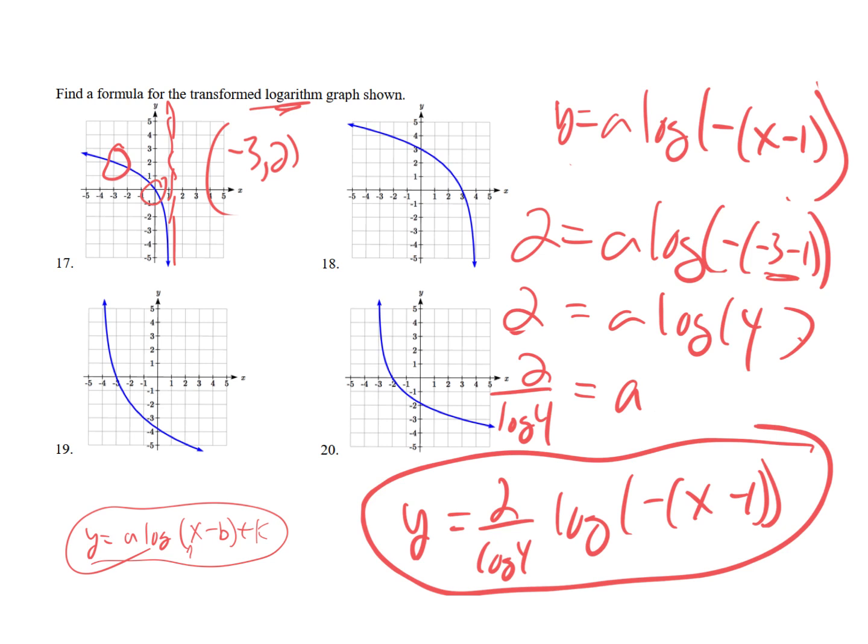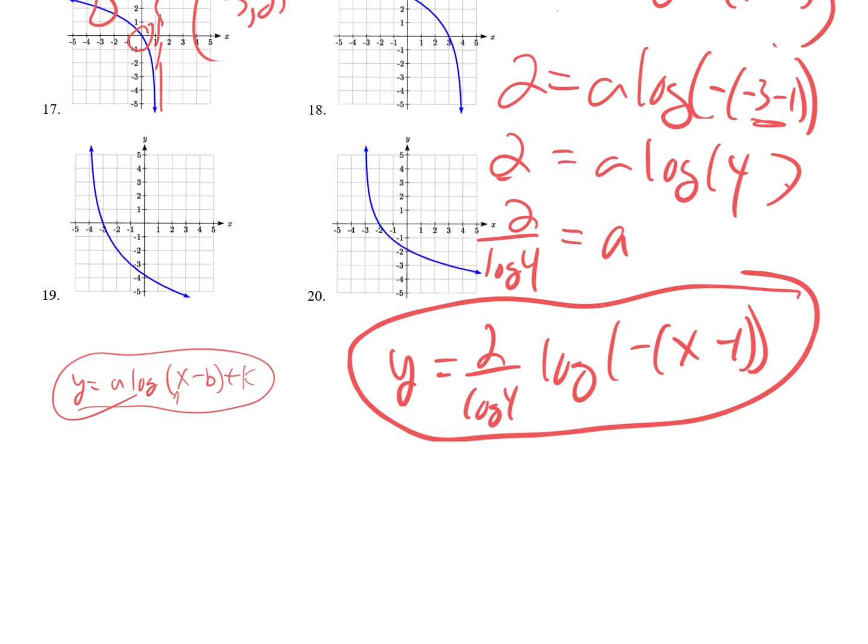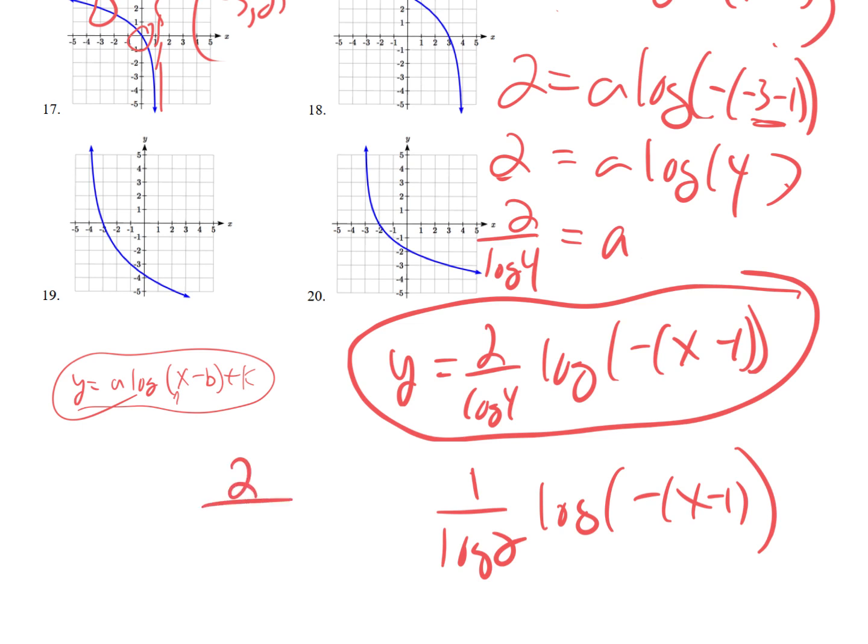Now, it's possible, if this were a multiple choice question, it might say something like this. It might give you 1 over log 2 times the log of negative x minus 1. And where'd the log 4 go? Where'd the 2 go? If we remember some of those log properties, 4 is 2 squared. Because it's a logarithm, I can bring that 2 down in front, that exponent rule, and then I can cancel out that 2.